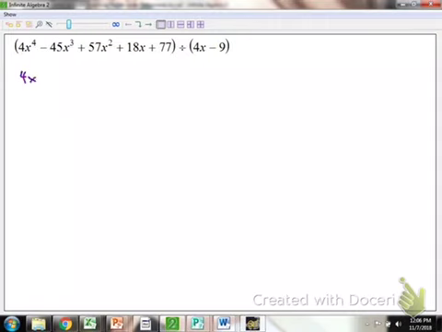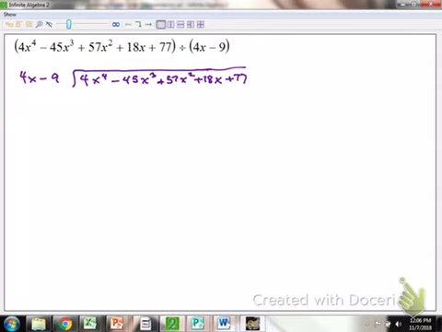So 4x minus 9 divided into 4x to the fourth, minus 45x cubed plus 57x squared plus 18x plus 77. Being very careful to make sure that all of your powers of x are represented. If not, you have to have a zero placeholder. So 4x to the fourth divided by 4x is going to give us x cubed. I get that by dividing 4x to the fourth by 4x. That gives me x cubed.